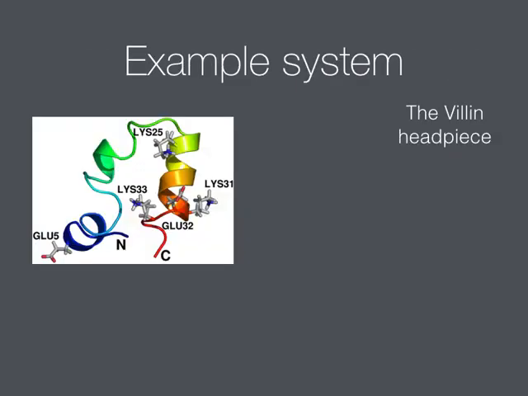Okay, so then towards a more interesting real system. This has been a popular system; now we mainly use it as a benchmark. This is a small alpha helical peptide with 3 alpha helices. There are some interesting residues indicated here. This is a Villin headpiece. It's small, so it simulates fast.